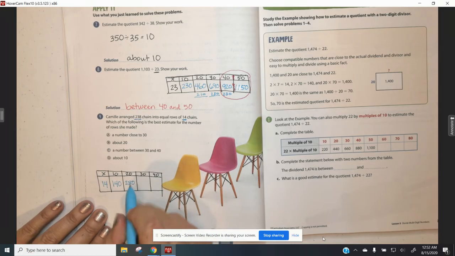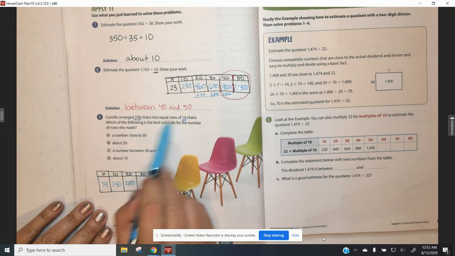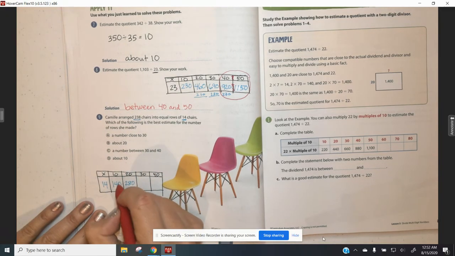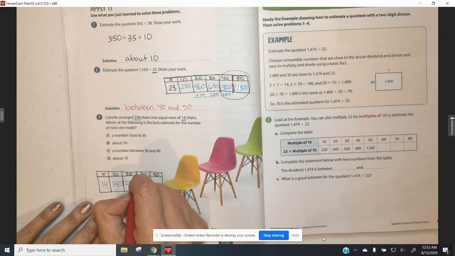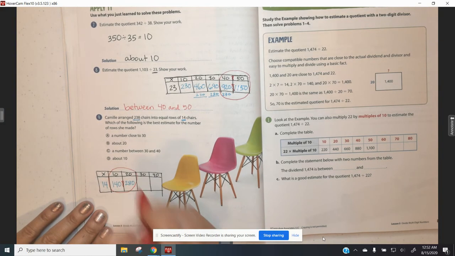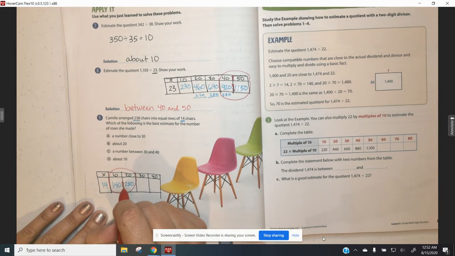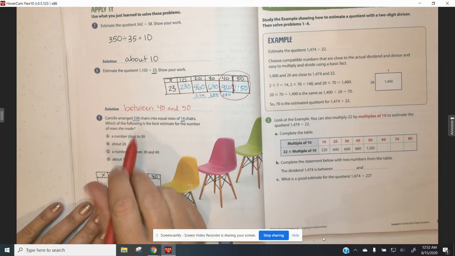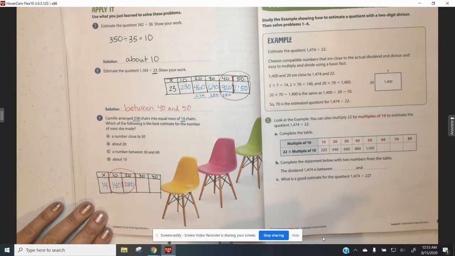14 times, oh, do I hear you yelling stop? You should be because I've gone over my dividend. My dividend is 238 and that falls somewhere in between 140 and 280. So I know that my answer is going to be somewhere between 10 and 20, because 238 is between 140 and 280.